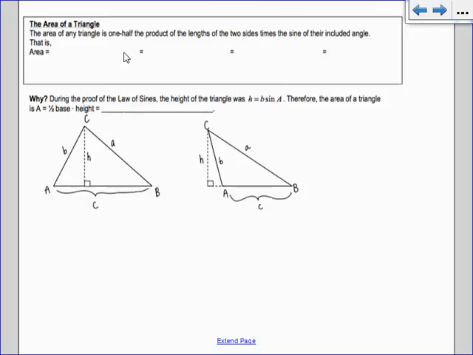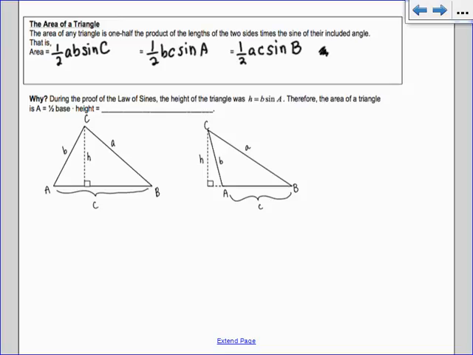Okay, the area of a triangle. It says the area of any triangle is 1/2 the product of the lengths of two sides times the sine of their included angle. So in other words, it could be 1/2 A times B, and then sine of the angle between them, which is C. Or it could be 1/2 B times C times the sine of A. Or it could be 1/2, what did I have not used? A times C, and then the sine of B. It can be any of those three forms.